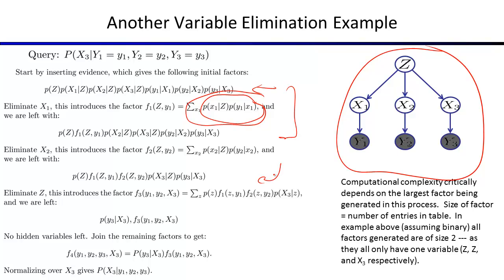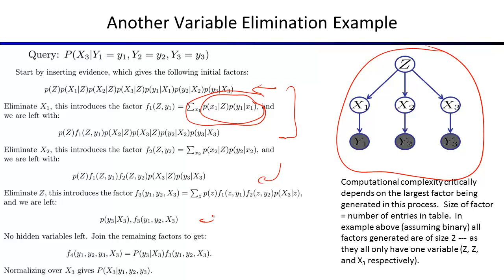Then we eliminate Z. Grab all factors that contain Z, join them together, sum over Z. We're left with this over here. All right. At that point, we join those 2 factors together. We renormalize, get the answer to our query.